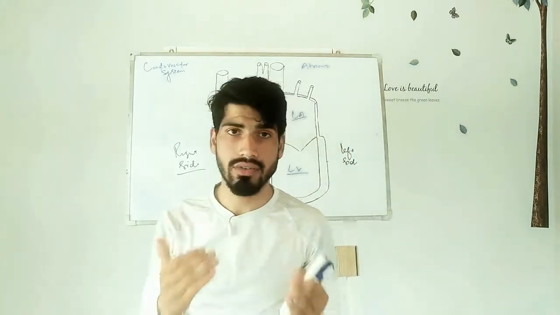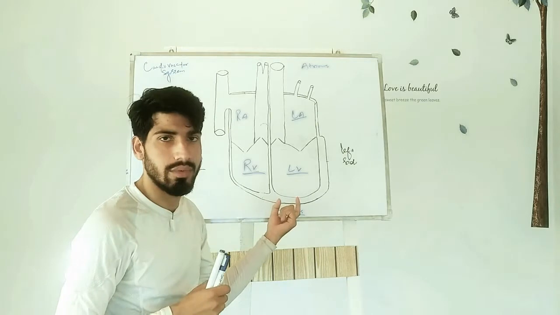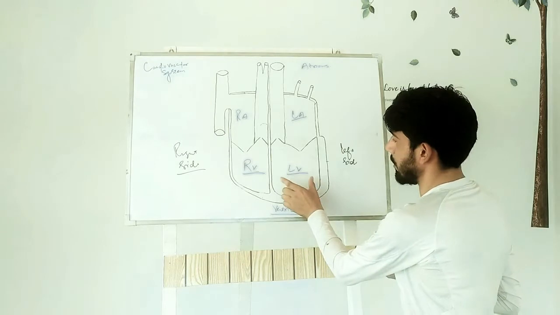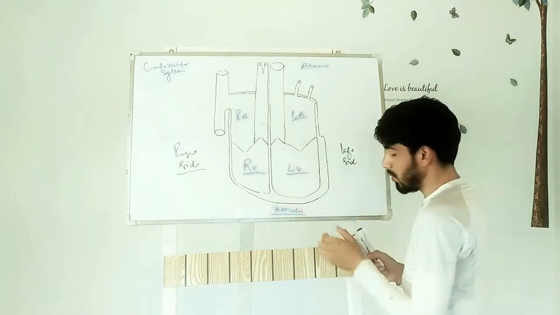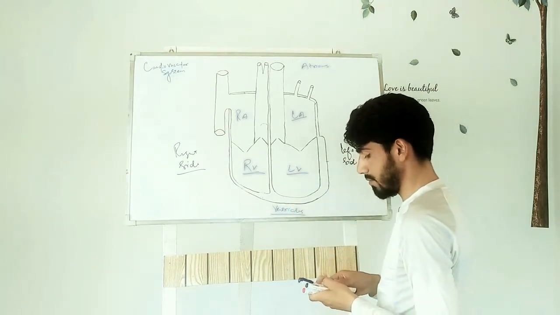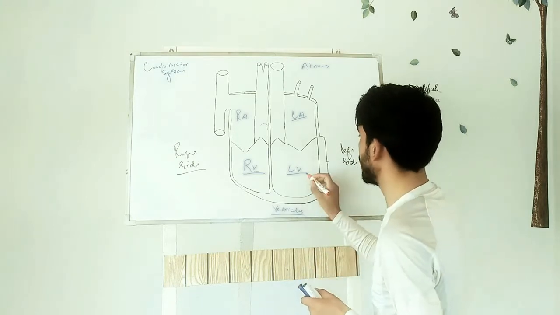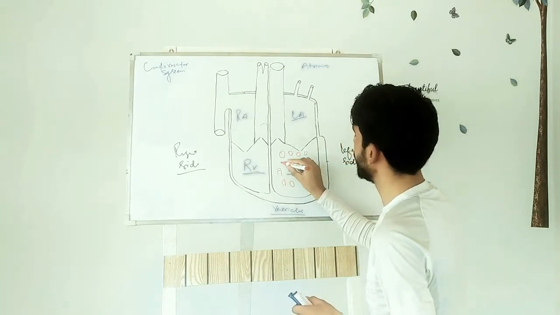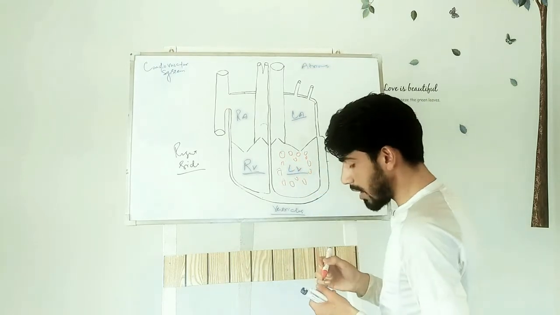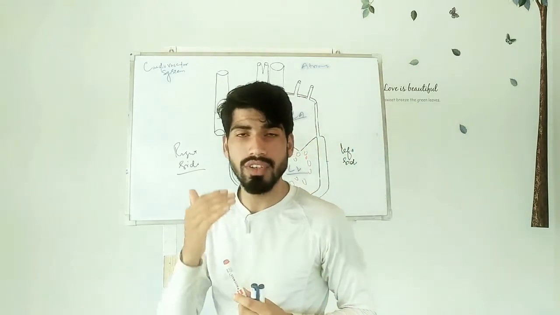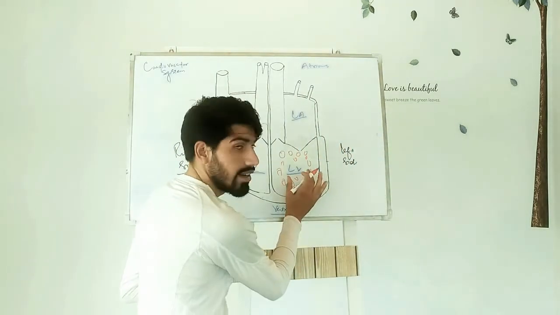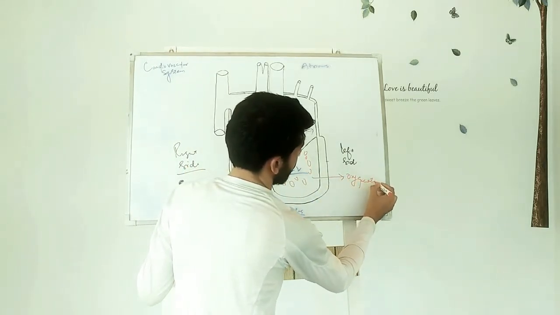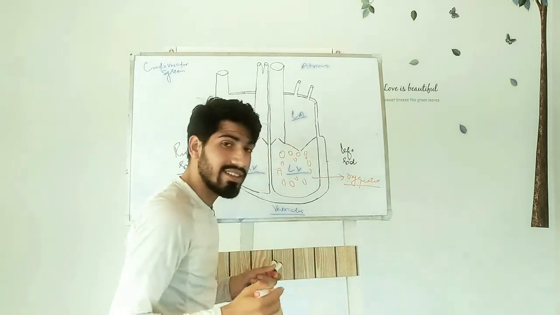Now we will try to understand the circulation. We will start from this chamber, the left ventricle. The circulation starts from the left ventricle. In the left ventricle, the blood is present. The blood is oxygenated, which means the blood is rich in oxygen.